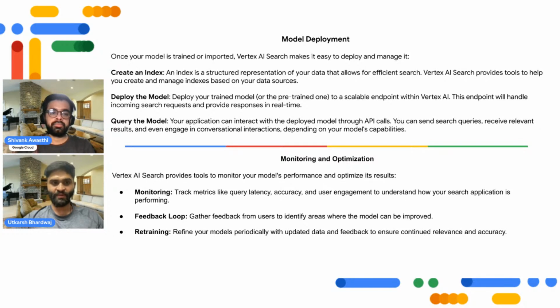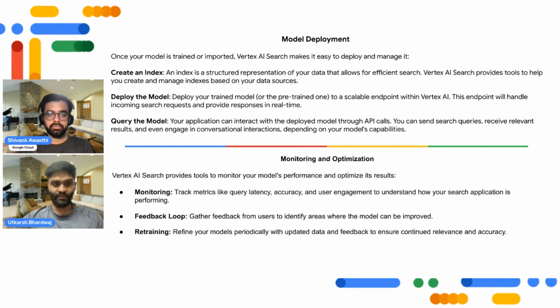Then comes the model deployment. Once a model is trained or imported, Vertex AI search makes it very easy to deploy and manage it. First, you need to create an index. Basically, an index is a structured representation of your data that allows for efficient search. Vertex AI search provides tools to help you create and manage indexes based on your data resources. You can consider it as a SQL database or something like that.